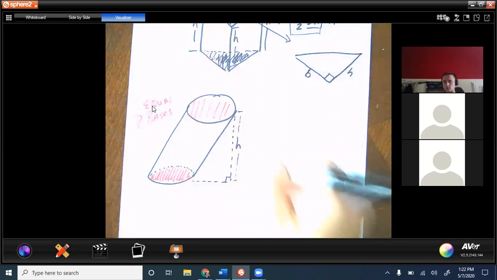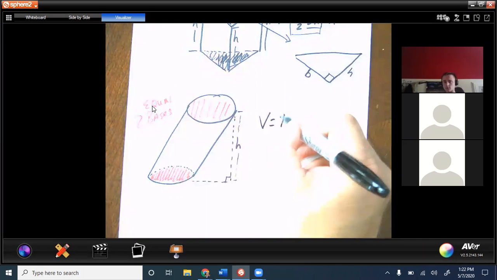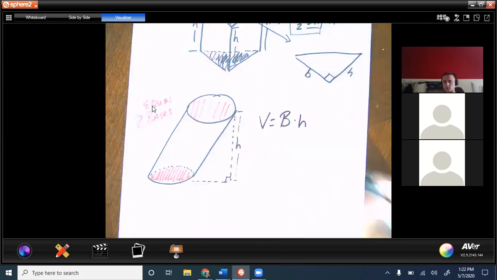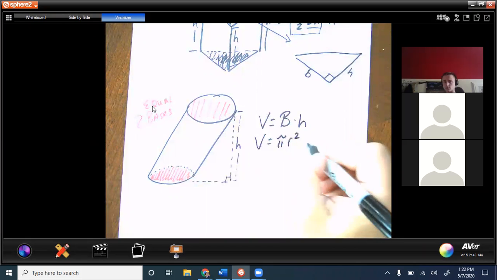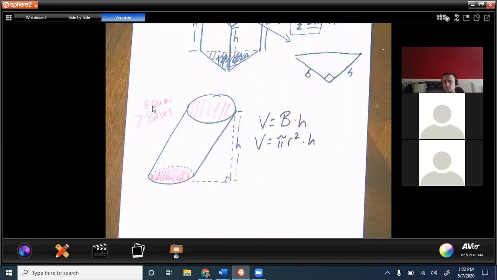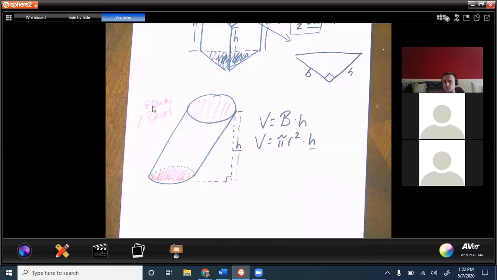So the height would still be this. And so then in a case like this, it would still be the area of the base times the height. And the area of the base is a circle, so pi r squared times height. And they're going to give you that information. In fact, on today's assignment, I'm pretty sure that there's a problem just like that, where they give you this height and you have to find the volume of the figure.